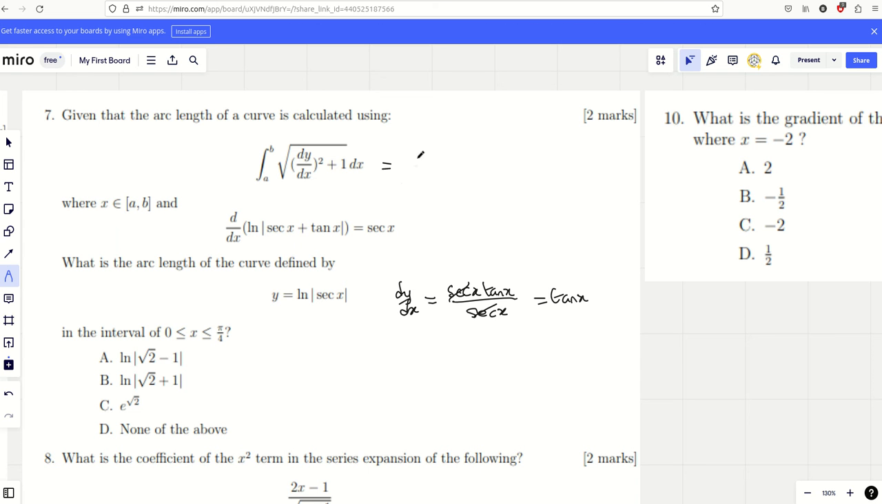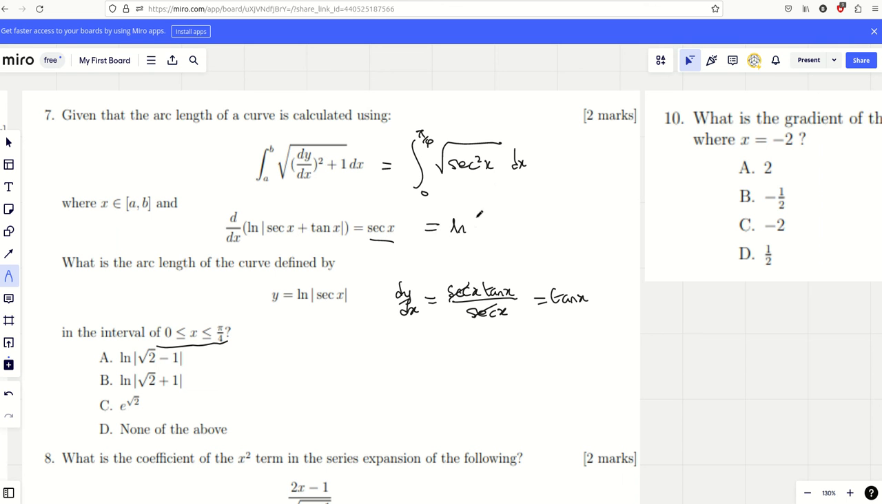Okay, so what have we got here? We've got between b and a. Oh, but no, pi over 4 and 0, because they want us to do it on this interval. We've got the square root of, okay, 1 plus tan squared, but that's sec squared. So we're just going to be integrating sec squared square rooted. Now, they told us that ln sec x plus tan x differentiates to sec x. So in other words, they've given us the integral for sec x.